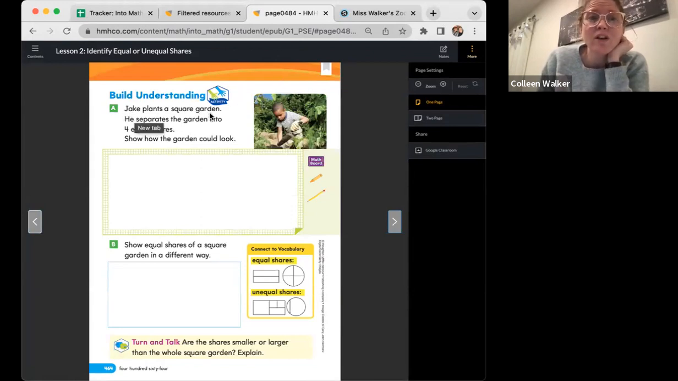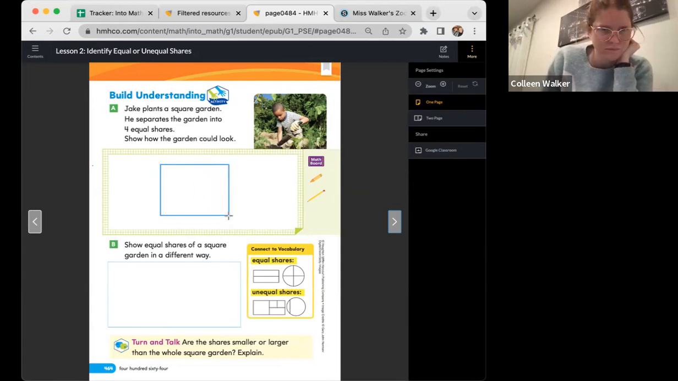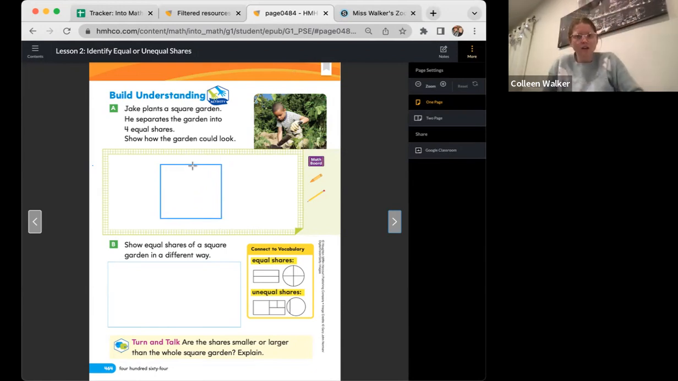Jake plants a square garden. He separates the garden into 4 equal shares. Show how the garden could look. Okay, so let's start by drawing our square garden. Okay, there's our square garden. And it says he separates it into 4 equal shares. So now we need to separate our garden into 4 equal shares.